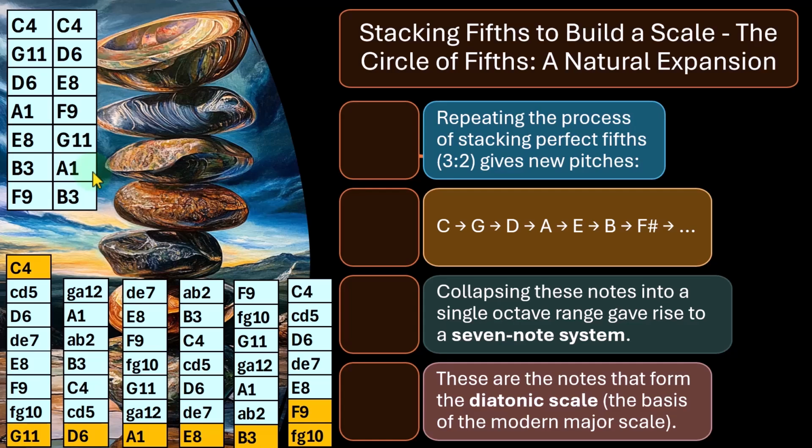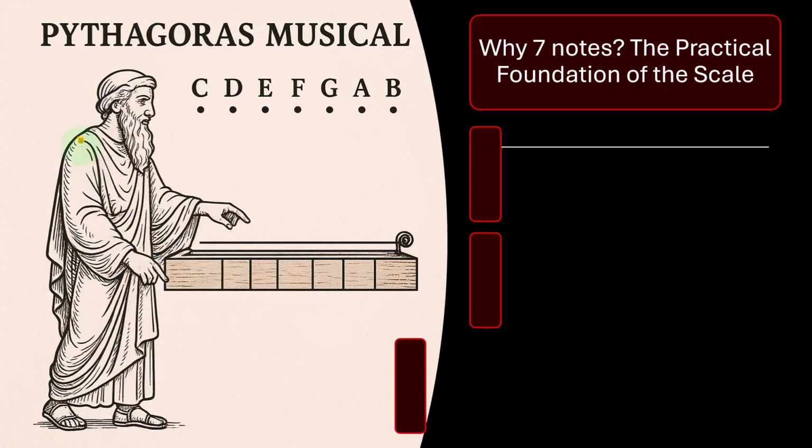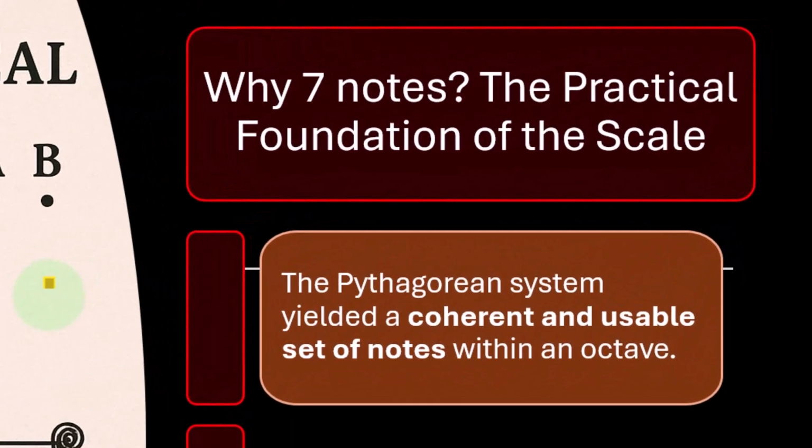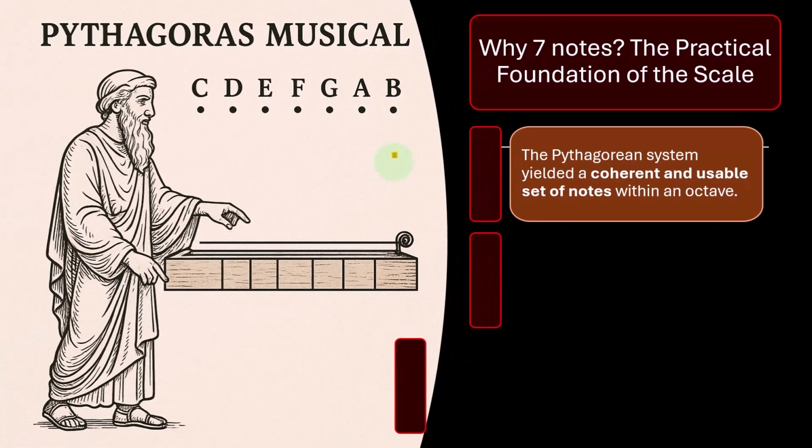So they had the scale before they had the 12 notes because he's doing it in ratios. Here's a more accurate picture, possibly, with one string that he's using, and then he's using half the string, a fourth of the string, and he's figuring out his ratios, right? So why 7 notes? The practical foundation of the scale: the Pythagorean system yielded a coherent, usable set. You can imagine he's tinkering with this thing. This is how I imagine it, at least. He's tinkering with it, and then he's made this discovery. He's like, oh my goodness, if I stack the fifths and then scrunch all the numbers into one scale, it comes up with this cool set of 7 notes that all sound harmonically good together.